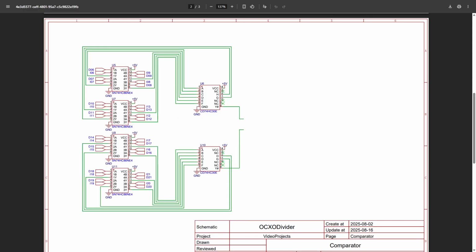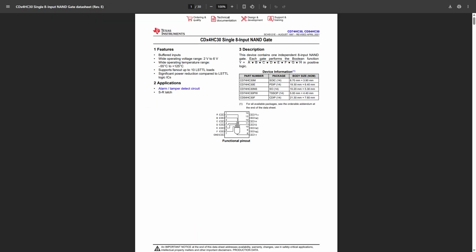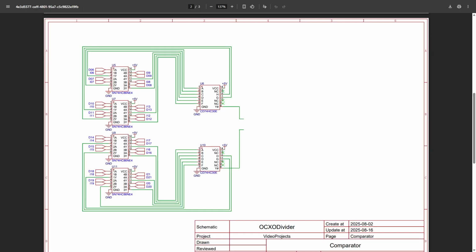The individual outputs of the 4 exclusive OR chips are fed to these middle chips, the CD74HC30E. If we search for them, we can see that they are single 8-input NAND gates. NAND stands for negated AND. A NAND gate outputs 0 when all inputs are 1, and 1 otherwise. It's the opposite output of an AND gate. In the case of the U6 NAND gate, it operates on all 8 inputs from the exclusive OR U5 and U7.